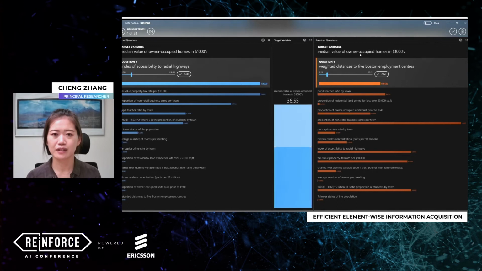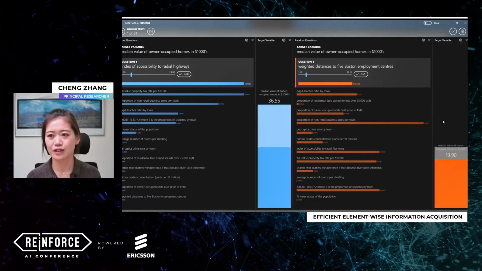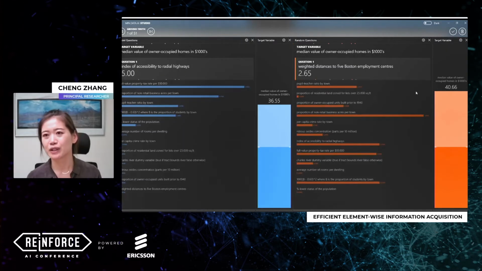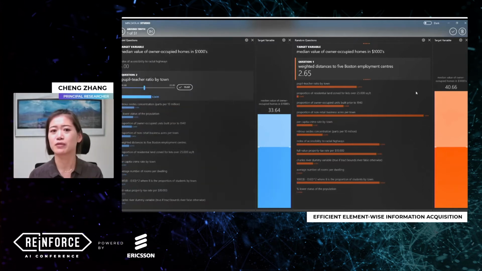And now here is a target value. So this is a decision we want to make. When the prediction and ground truth meet, that's the target. So we just want to have as accurate a prediction as possible. And you can see we start to ask questions. This means we ask the first question and we start to submit the answer to the first question.